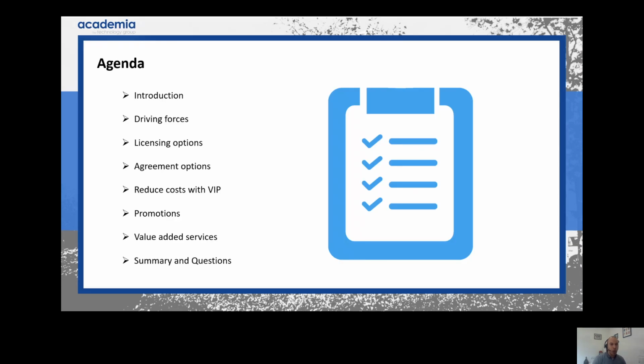We'll take you through a few slides touching on our relationship with Adobe, some of the driving forces we've seen that are really resulting in a named user license model becoming more common than device licensing. We'll talk about the difference between your license options as well as the different agreements these can be ordered through. We'll talk about how you can reduce costs with a VIP agreement and some current promotions that are available, as well as value-added services through Academia, and we'll summarise at the end.